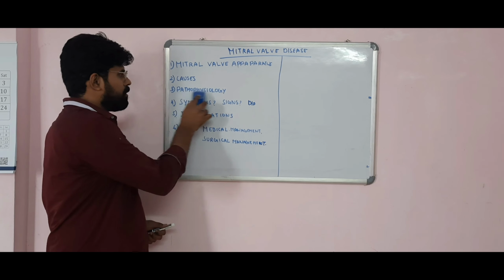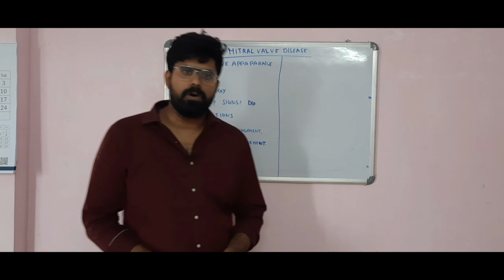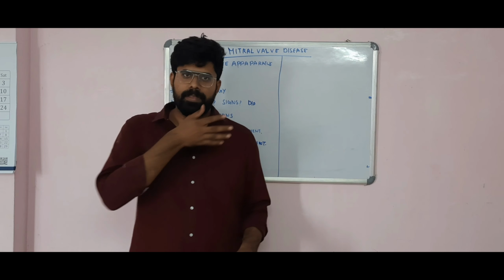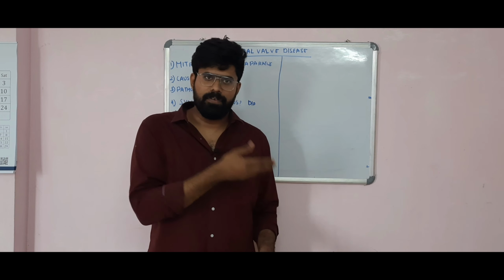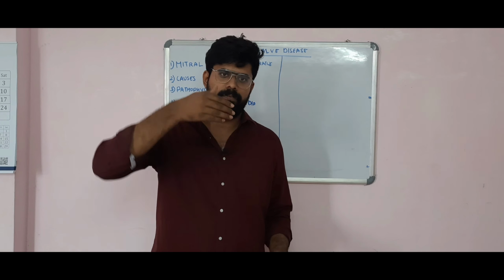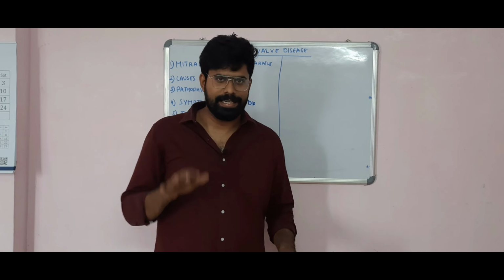So, what is the pathophysiology? What happens because of mitral stenosis? Normally, the blood flows from the left atrium to the left ventricle, and from the left ventricle it enters the aorta. When the mitral valve is stenosed, the blood flow from the left atrium to the left ventricle is decreased.